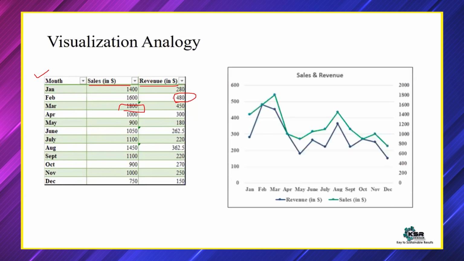Whereas if I show it in this format, it is pretty straightforward. Which month has the highest sales? March. With this green line, which indicates sales, we don't have to think much. We don't have to see every month's sales. This has the highest point. This is where we can assume this has the highest sales.